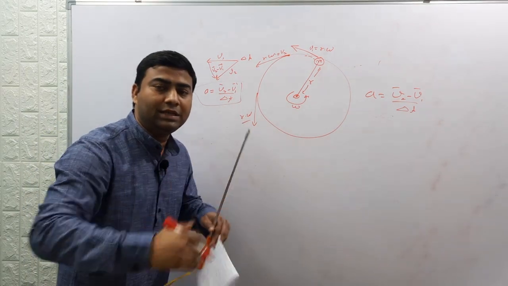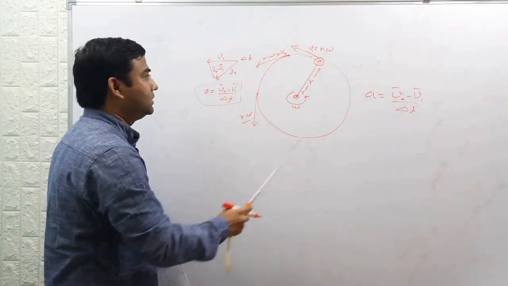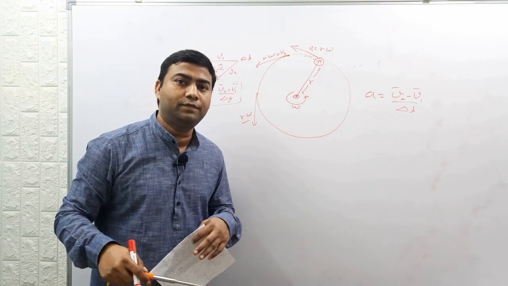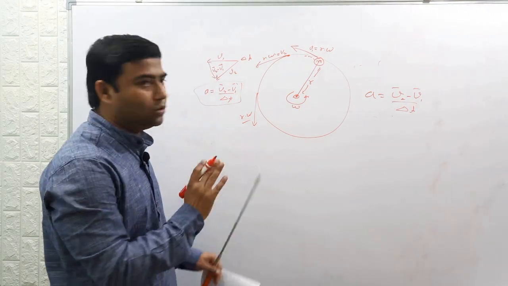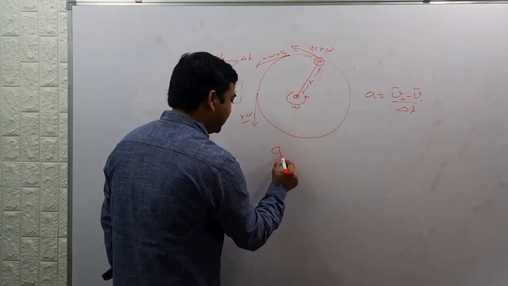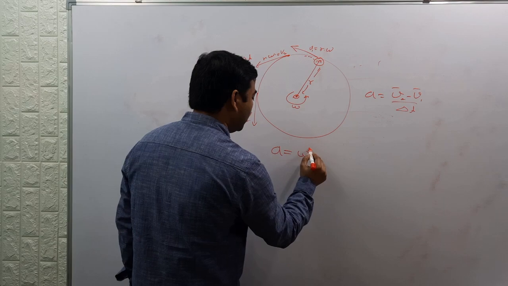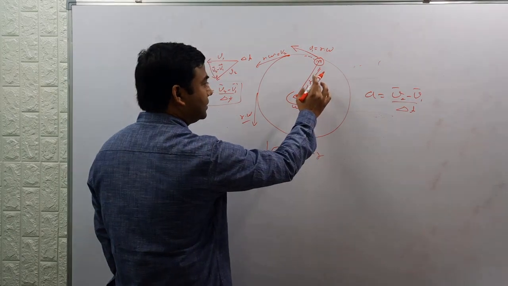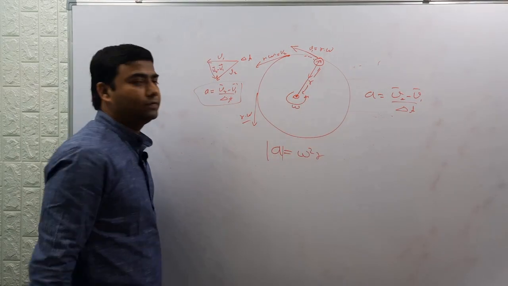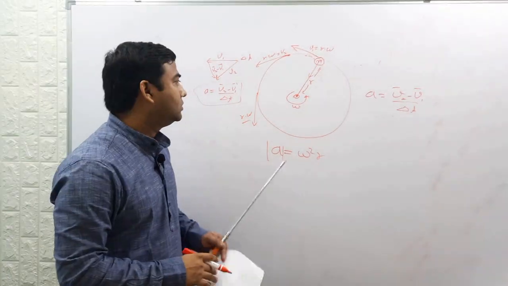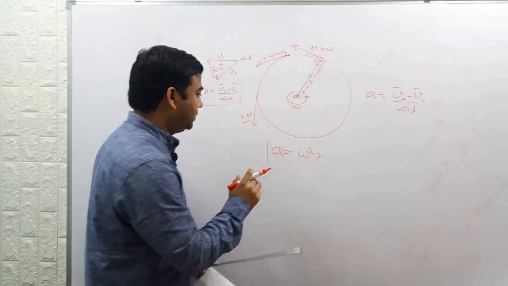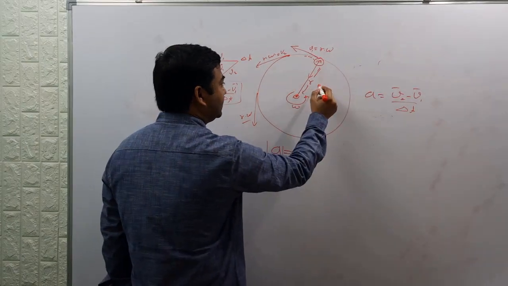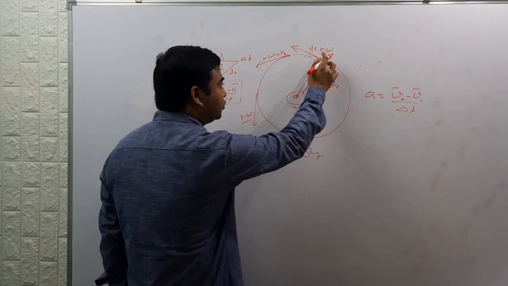So this particle is continuously accelerating. Even though its speed appears to be constant, its direction is changing, and by virtue of the change in direction, this particle is accelerating. And we know that the magnitude of acceleration is omega square r, and the direction at any instant is towards the center of this rotating circular path. So at every instant of time, this particle has acceleration a equal to omega square r towards the center.